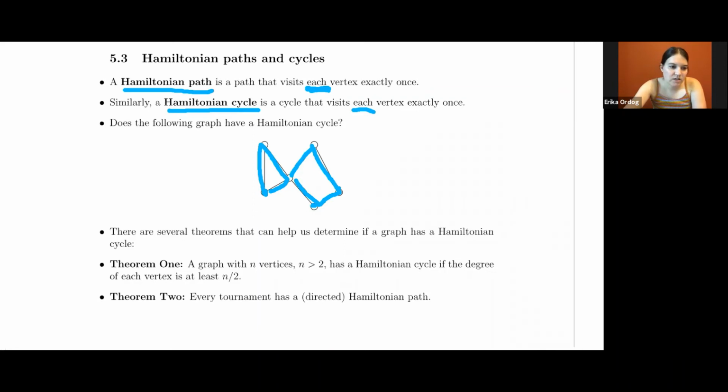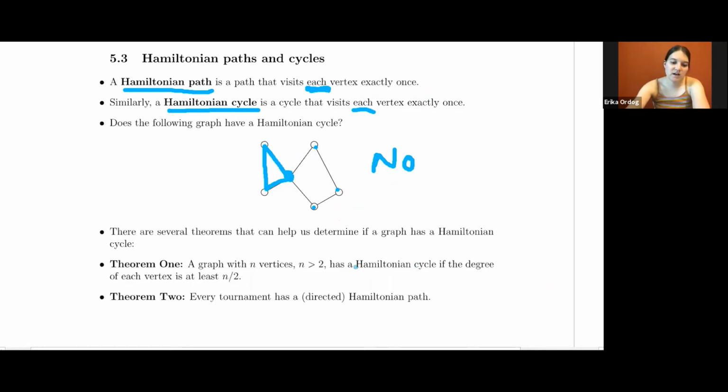And what if we start in the middle? If we start in the middle, we have to pick a side to go to first. Let's say we cover this triangle, and then we're back here, and we haven't gotten to any of these vertices. So no, there's no Hamiltonian cycle in this graph.